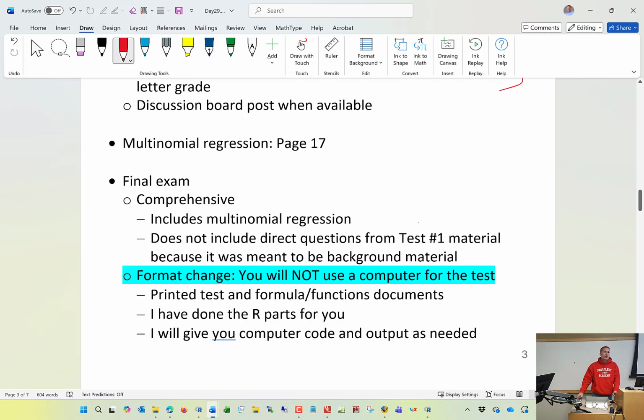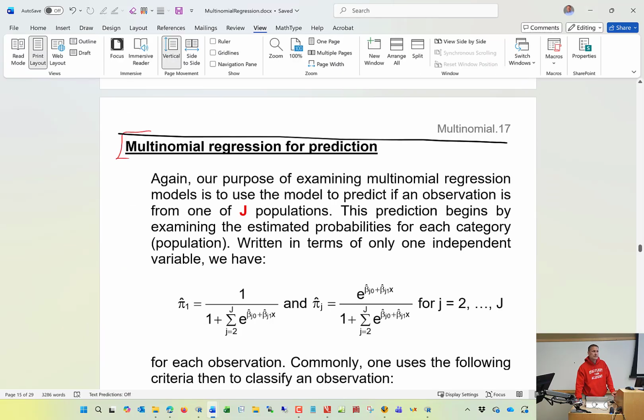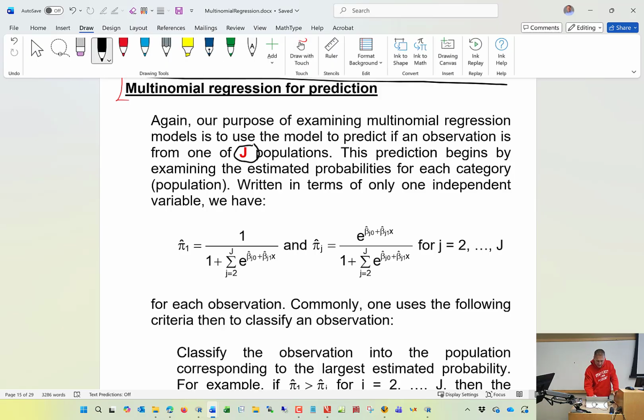Okay. So let's finish up multinomial regression here, unless there's any questions. Okay. So the key with multinomial regression is that we have, let's say, J different groups or J different populations. Please note that there was a bad error in the notes. I actually had 2 there, and it should have been capital J. And what we like to do is now use the model to predict what is the probability of being category 1, category 2, and so on.